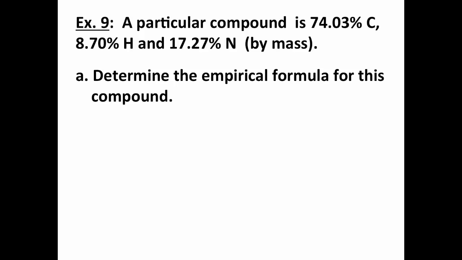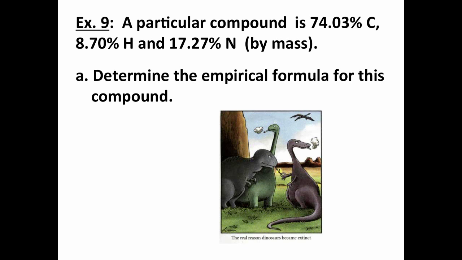So let's use this in an example where we have a particular compound that is 74.03% carbon, 8.70% hydrogen, and 17.2% nitrogen by mass, and we're supposed to find the empirical formula for this compound.